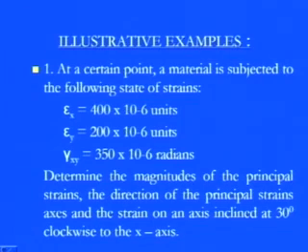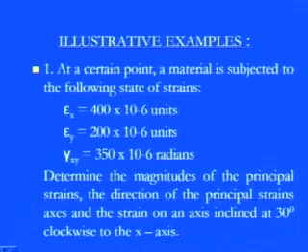So here, first of all, we have a certain point where the material is subjected to the following state of strains: epsilon x is 400 into 10 to the power minus 6 units, epsilon y is 200 into 10 to the power minus 6 units, and gamma xy is 350 into 10 to the power minus 6 radians, because the shear strain always comes in terms of radians, while the normal strain components we can measure without any units.